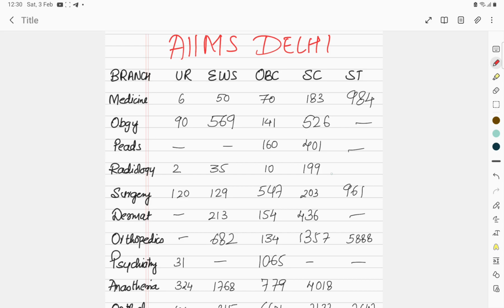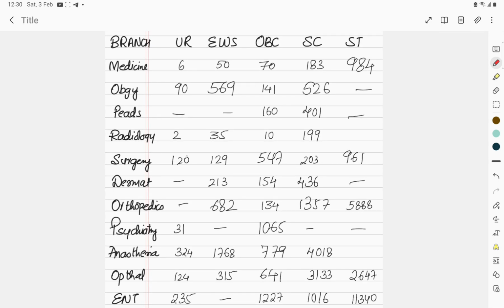For SC, 199. For surgery, 120 for UR, 129 for EWS, 547 OBC, SC 203, ST 961. For dermatology, EWS 213, OBC 154, SC 436. For orthopedics, EWS 682, OBC 134, SC 1357. For ST, it is 5888.